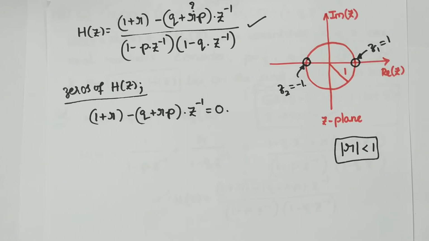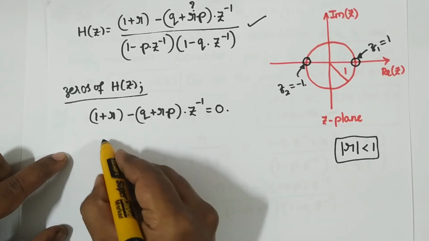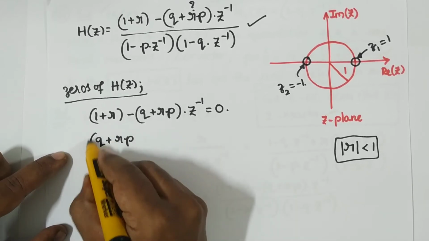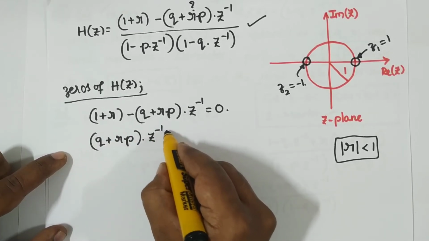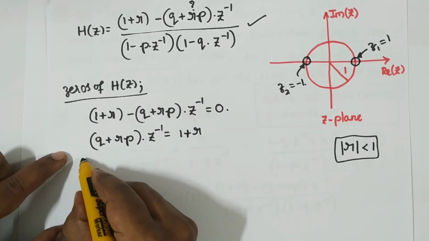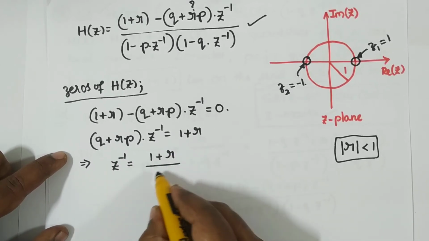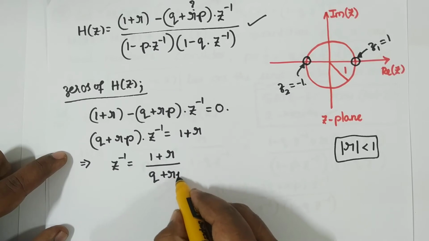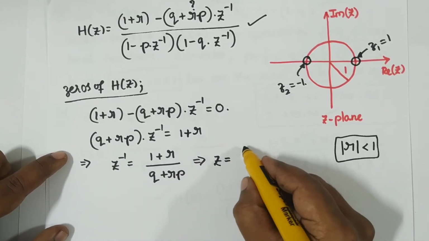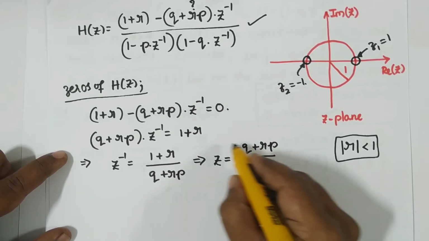Just a minute. Okay, so now what can we do? We can do it like this, that is q plus rp. Just simplify this. (q plus rp) multiplied by z power minus 1 equal to 1 plus r. All right, so now z power minus 1 equal to (1 plus r) divided by (q plus rp). So therefore, what is z now? z equal to (q plus rp) over (1 plus r).